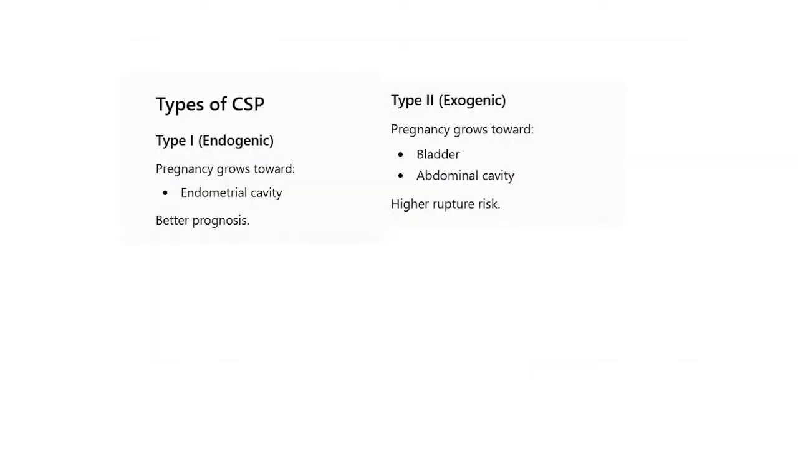So now the types of CSP. Type 1, which is called the endogenic type: pregnancy grows towards the endometrial cavity and it has got a better prognosis. Type 2, which is the most dangerous, is the exogenic one: pregnancy grows towards the bladder and the abdominal cavity, and it has a higher risk of rupture.